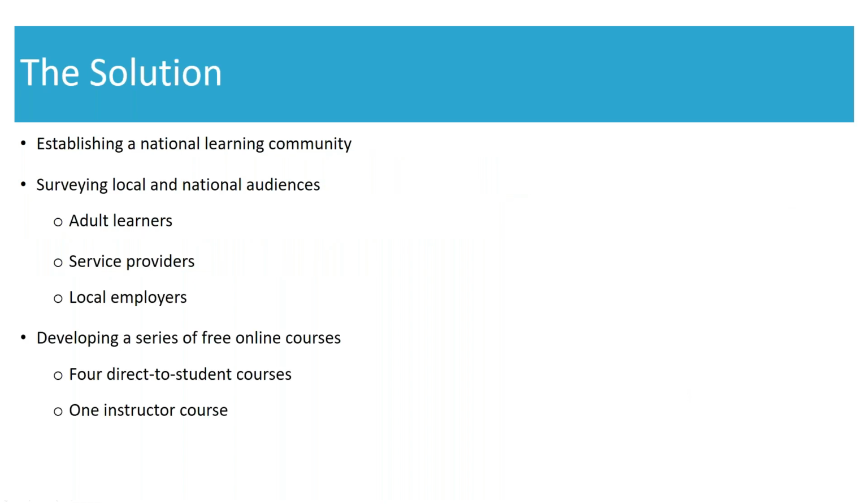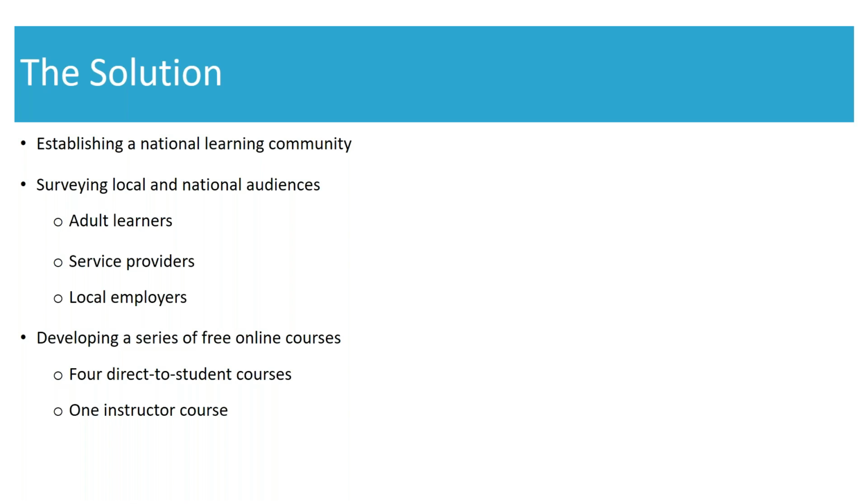Okay, so the solution. This project was a collaborative effort. To get started, ProLiteracy established a national learning community of direct service providers and field experts. They were our boots on the ground. And we asked them to help us by giving us their input and providing support. And they, in turn, surveyed 285 students in their programs as well as employers in the community. They also surveyed their staff and volunteers.